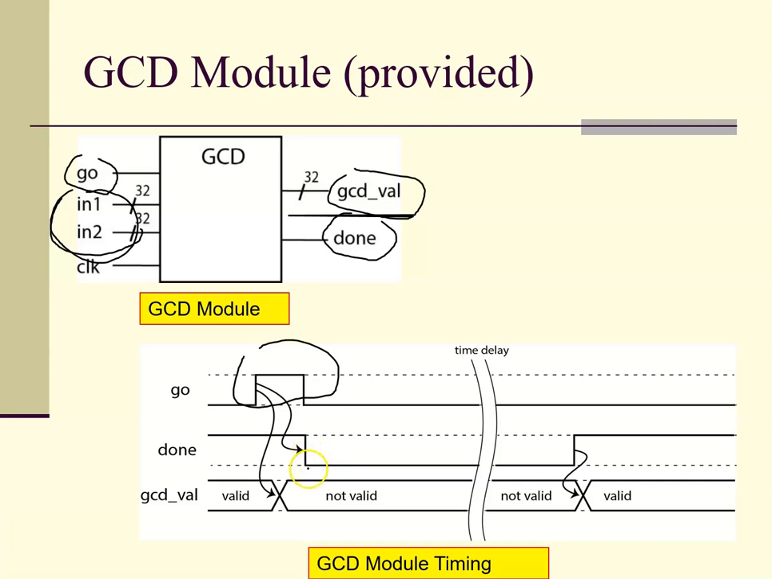Okay, at that point, any valid data that you have is going to disappear, and the GCD module is going to start cranking out. It's going to start looking for the GCD. Once it finds the GCD, it's going to turn the done signal back on. So that done signal is a status signal. Go signal is a control signal. Okay, very important.